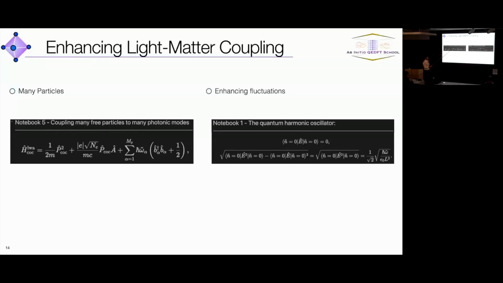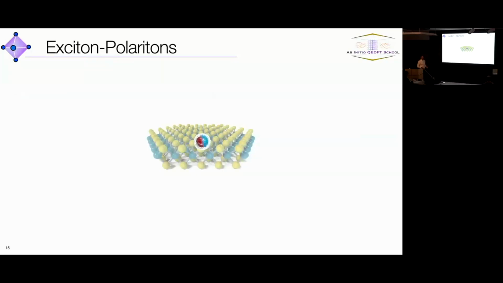The other route of enhancing the light matter coupling, which you have seen also in the previous notebooks, is by increasing the number of particles which are coupled to your electromagnetic field. So you have 2 ways: you can squeeze light and you can increase the number of particles. And this is something you can definitely do in condensed matter systems, because there inherently you have a lot of particles. For example, this is a sketch of a 2D material, and you can place that into a cavity.